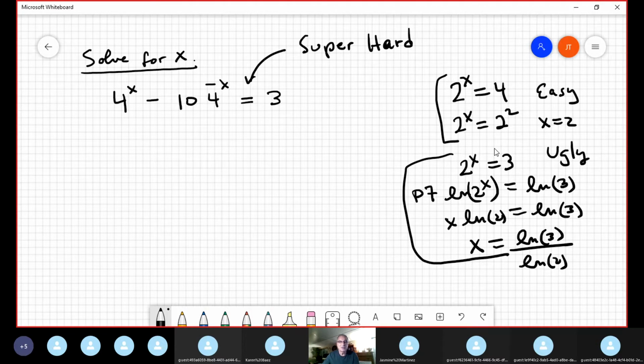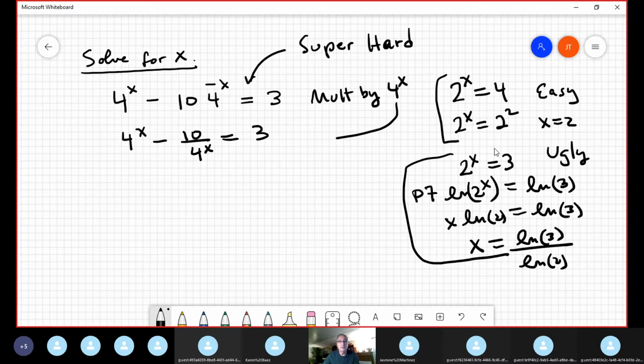Okay, let me try this. Okay, in this case, I multiply the whole thing by 4 to the x. What's the reason? The reason is because I want to remove this negative exponent. I don't like it. So actually, if you want, you write like that, 4 to the x minus 10 over 4 to the x, because negative exponent is reciprocal, equal 3.